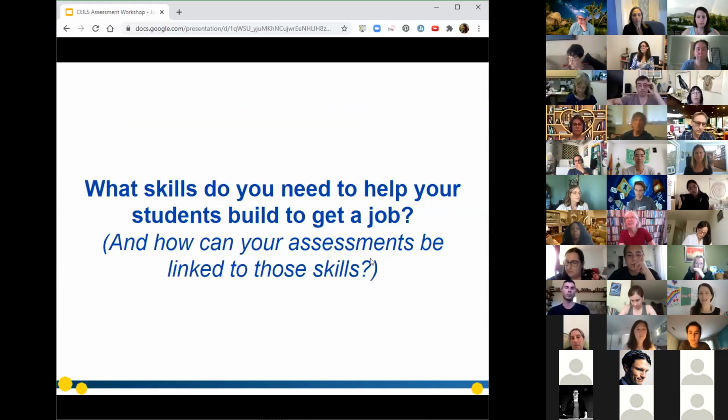So I want to help you all think about what skills you need to help your students build to get a job. Because none of us in academia often think of real jobs, or at least I don't. And how can your assessments be linked to those skills?